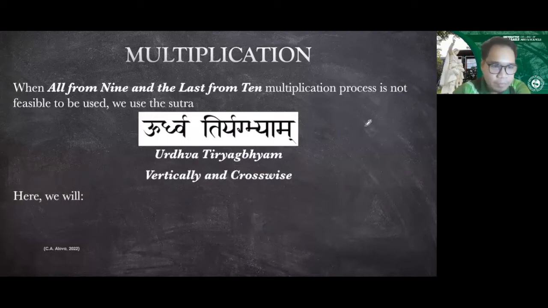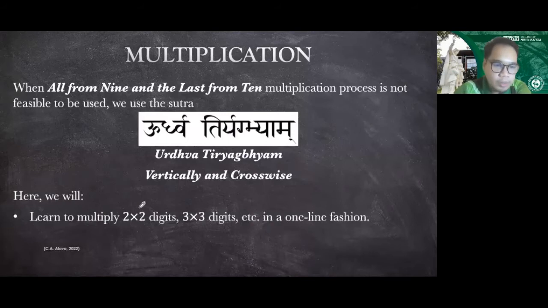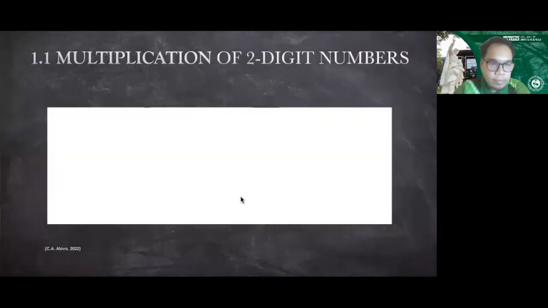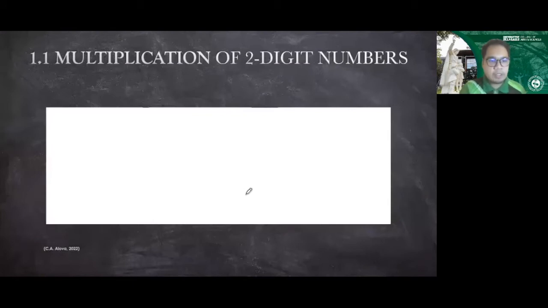Here, we will learn to multiply 2 by 2 digits, 3 by 3 digits, etc. in a one-line fashion. As much as possible, we're going to do it in a one-line fashion. I'm going to show you how. How do we apply the vertical and crosswise multiplication in multiplying 2-digit numbers first? This is the basic, and we will build on this process and see how we continue with 3-digit numbers and 4-digit numbers and so on. And this is how we do it.